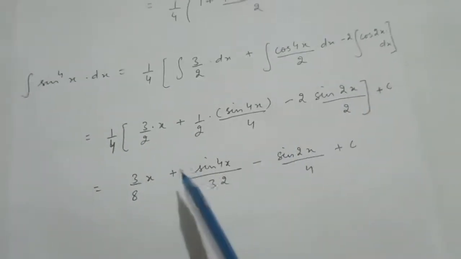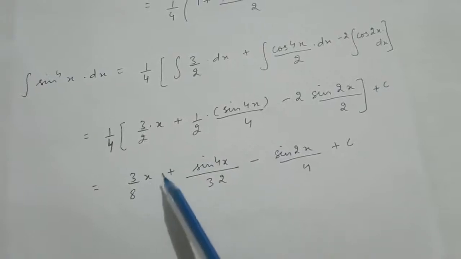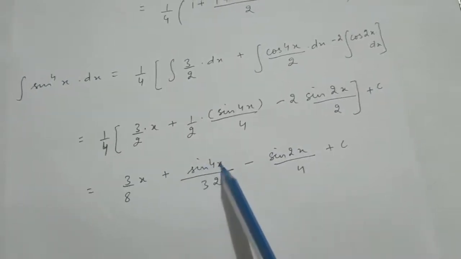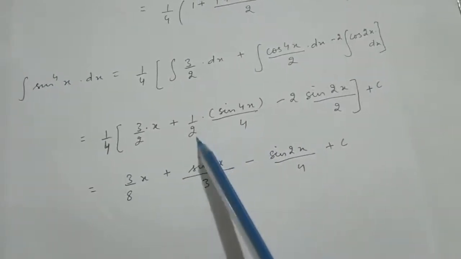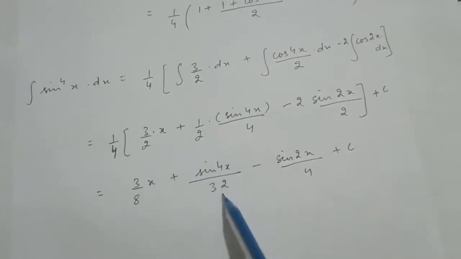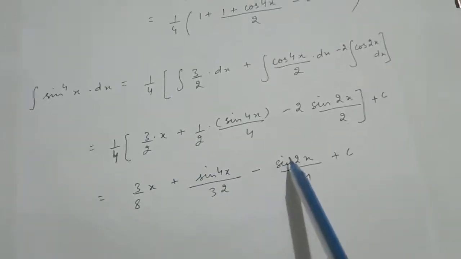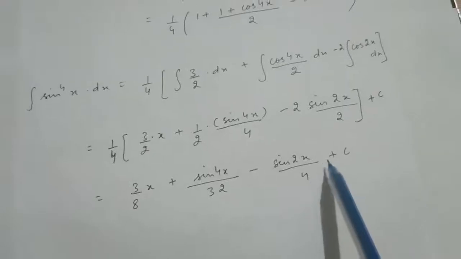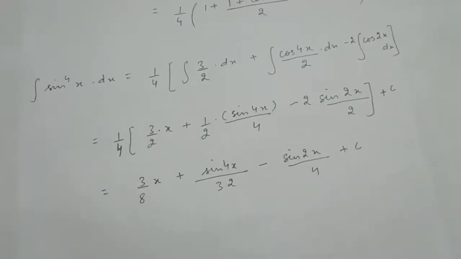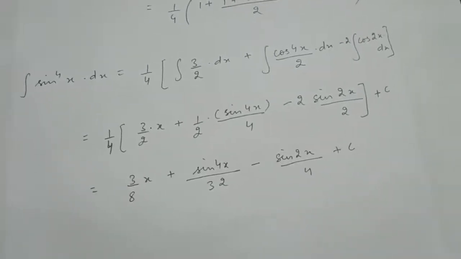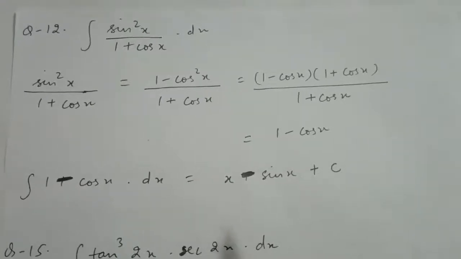So you will get 3 by 8 x plus sin 4x upon 4 into 2 into 4, that is 32, minus sin 2x upon 4 plus c. Clear? Question number 12 is very simple.